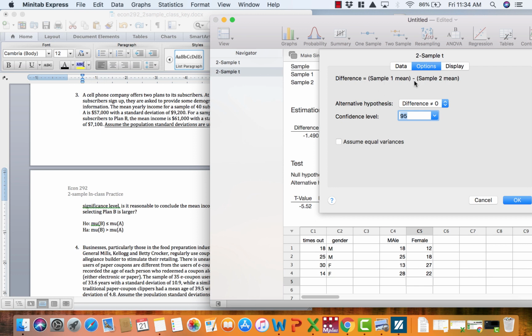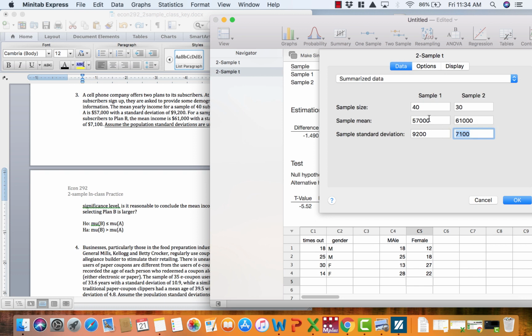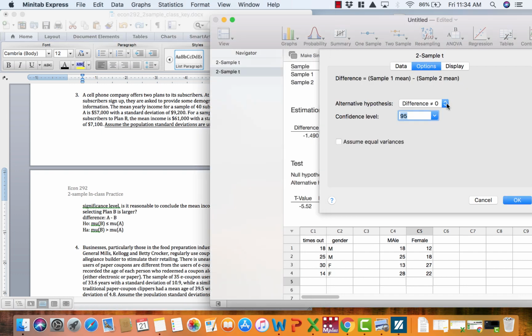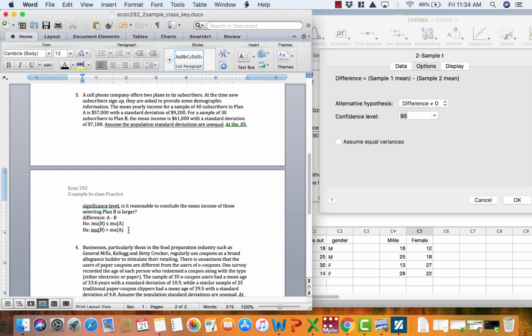Minitab defines the difference as 1 minus 2. What did we type in under 1? We typed in Plan A. So Minitab defines the difference as A minus B, because we put in A under 1 and B under 2. Now we need to choose how that difference compares to 0. Notice here, if we just move A over, we have mu B minus mu A.